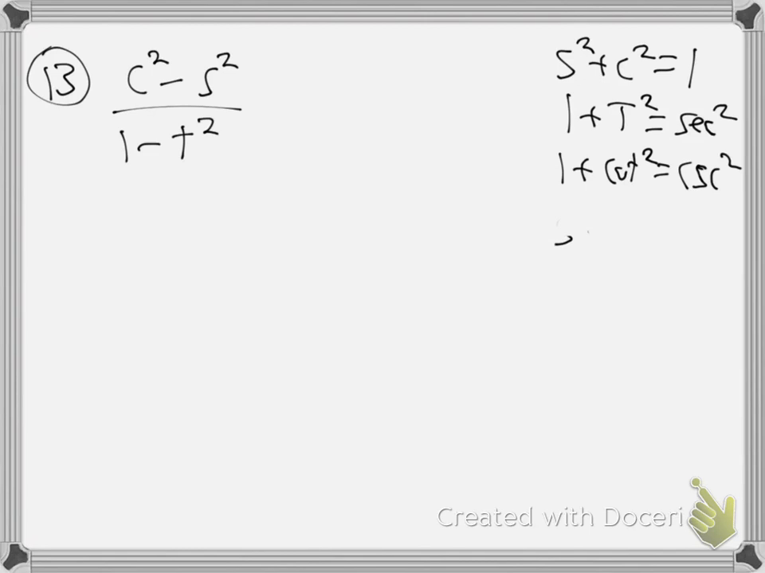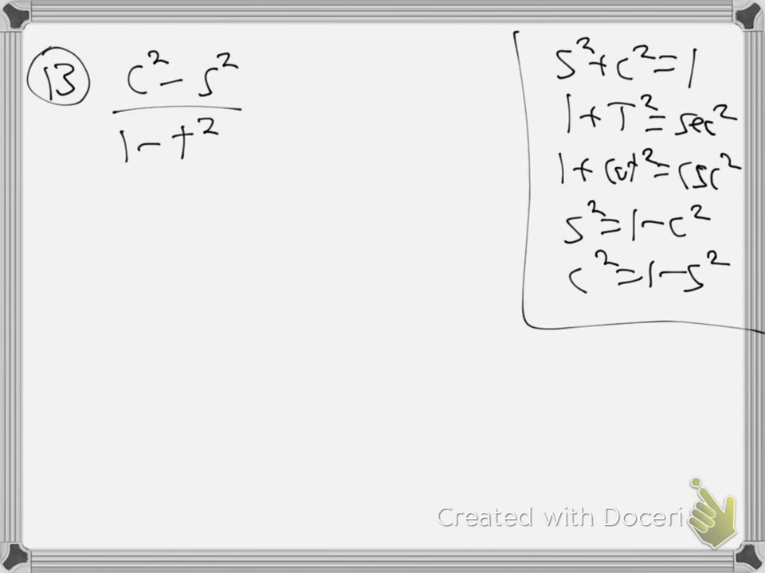Sine squared is 1 minus cosine squared, and cosine squared is 1 minus sine squared. So how about I just write down those 5? It seems like we use those all the time in every problem. There's the 5. Are we good with those? Everybody good again with those last two? Sine squared alone or cosine squared alone is 1 minus the other one, isn't it? Okay, so here we go.